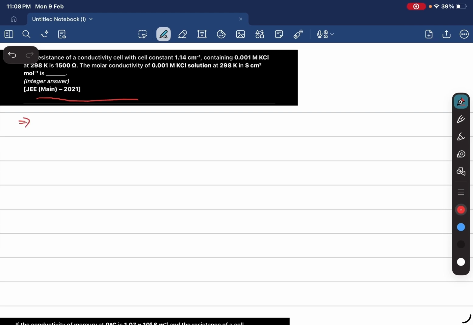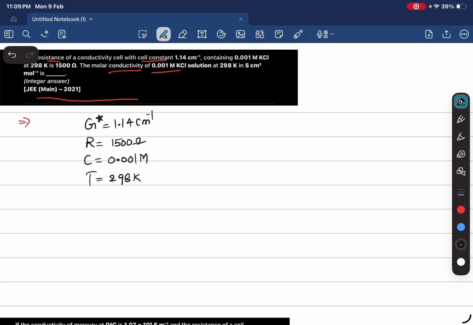The first question: resistance is given, cell constant is given, concentration is given, and it asks for kappa or specific conductance, and lambda m or molar conductivity. What are the given values here? G star, called the cell constant, is given as 1.14, the resistance R is 1500 ohm, the concentration is 0.001 M molarity, and the temperature is 298 kelvins.